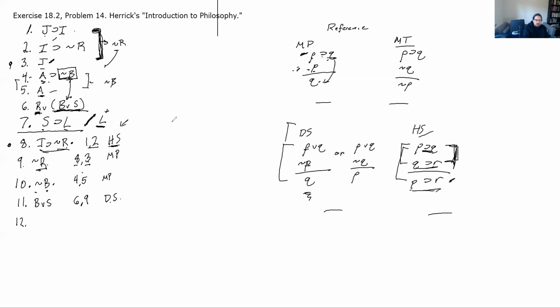So here, B or S, not B. Now my P equals B, and my Q equals S. So not B is like not P. That's from this here. And I can pull down S, which is our Q. So I'll write S from B or S, line 11, and not B, which is line 10. And that is disjunctive syllogism.